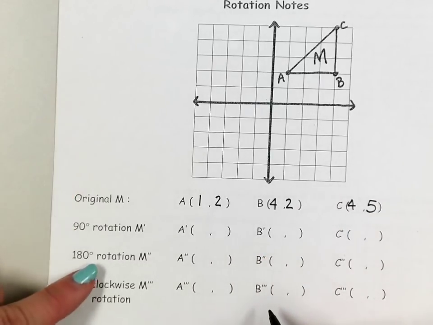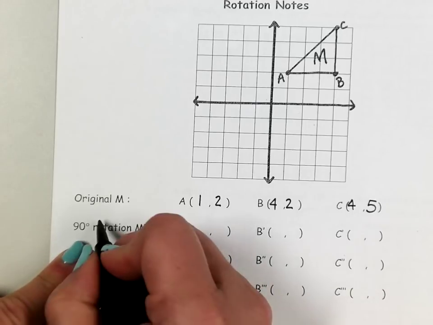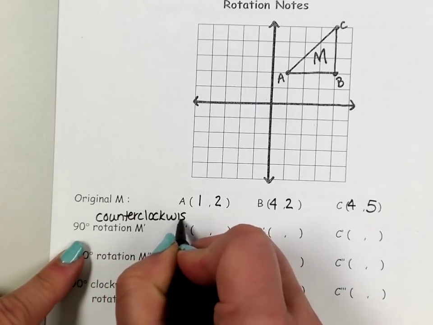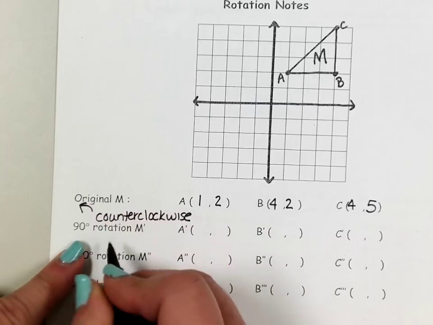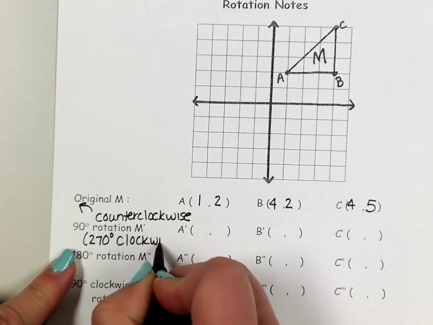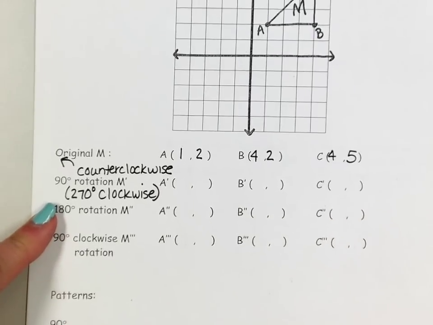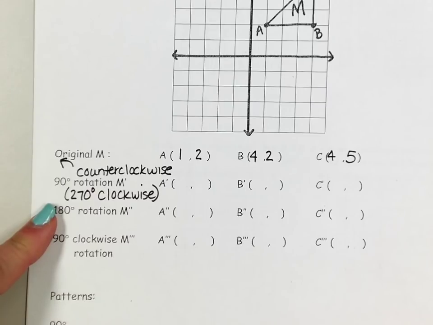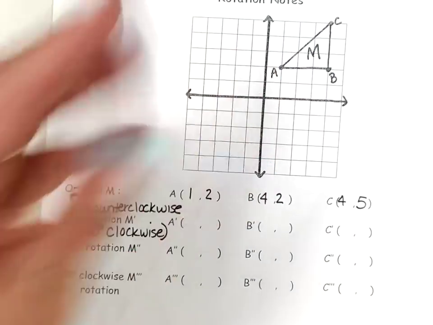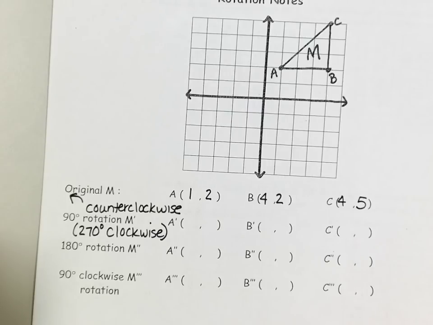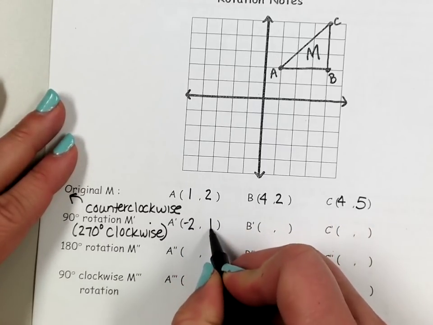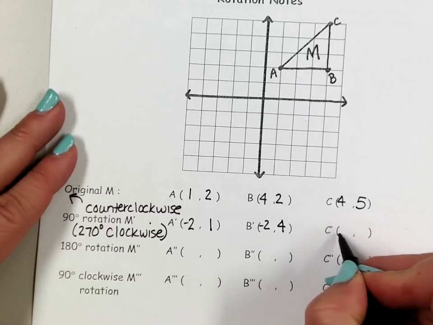We are going to rotate 90 degrees. I'm going to call this one counterclockwise, which means we're going to turn that way. It can also be a 270 degrees clockwise. Remember, those two are the same. Going 270 clockwise or 90 counterclockwise is exactly the same. So we're going to turn it counterclockwise, which means we're going to turn it to the left. And this one's going to end up at -2, 1, -2, 4, and -5, 4.